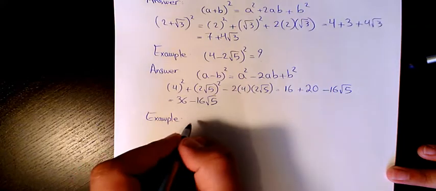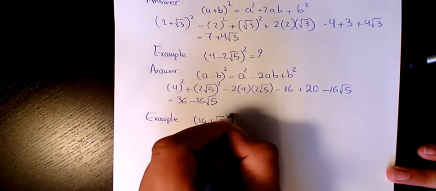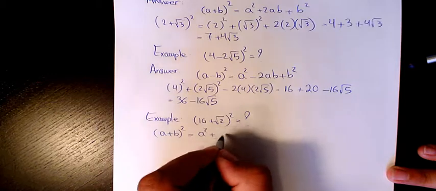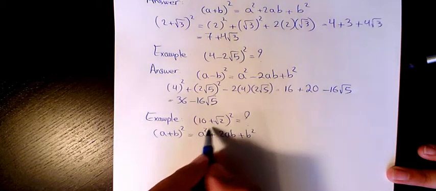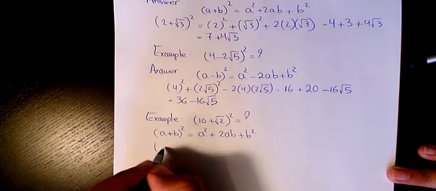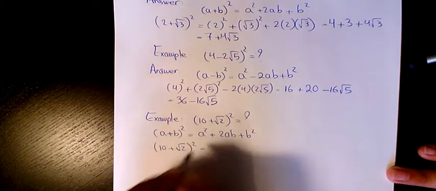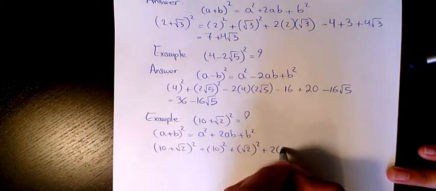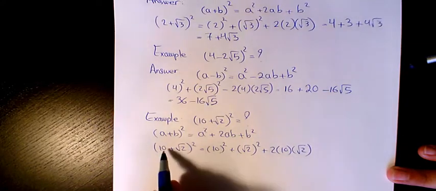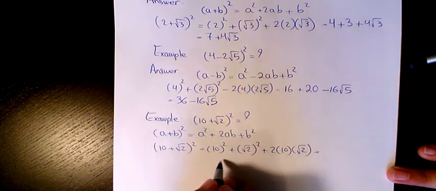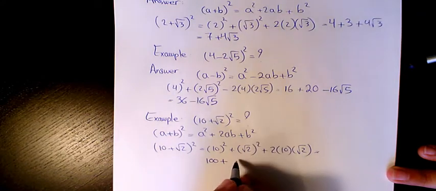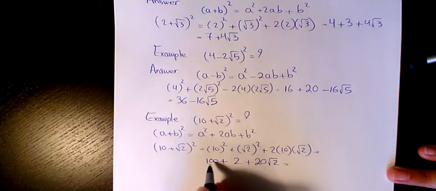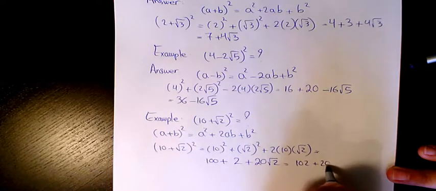Next example. We have (10 + √2)^2. Again, based on (a + b)^2, we have a^2 + 2ab + b^2, or a^2 + b^2 + 2ab. For (10 + √2)^2, it will be 10 squared plus √2 squared plus 2 times the first one and the second term, 2 times this and this. 10 squared is 100. √2 squared is 2. And then 2 times 10 times √2 is going to be 20√2. 100 plus 2 is going to be 102 + 20√2.